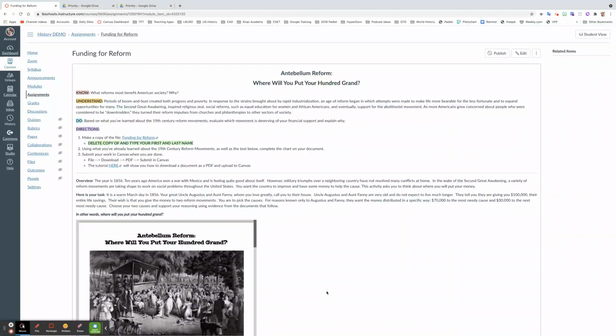So I'm going to walk you through our culminating activity where we are going to show what we have learned about the reform movements of the 19th century. So before we get started, let's go over the assignment that you have in front of you. This assignment is called Antebellum Reform. Where will you put your 100 grand?